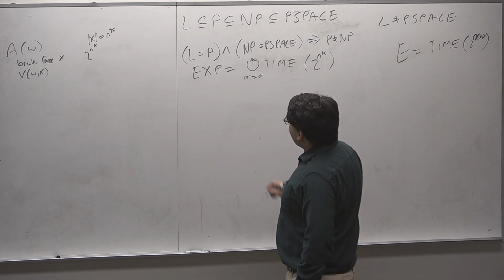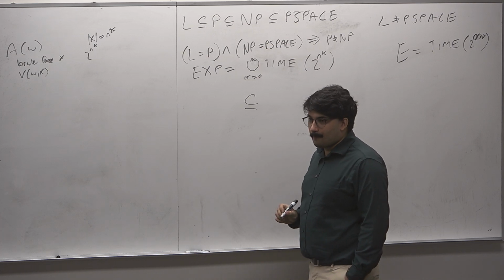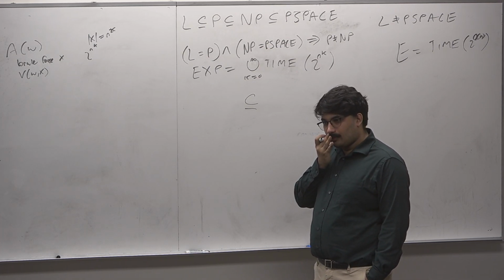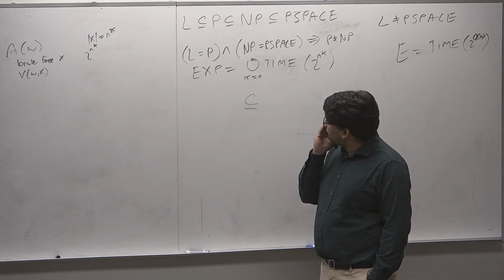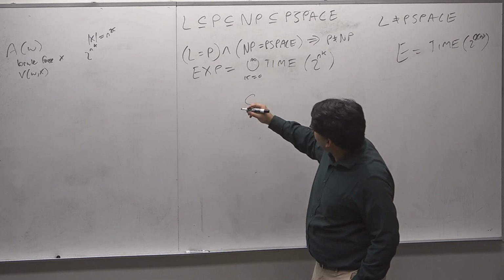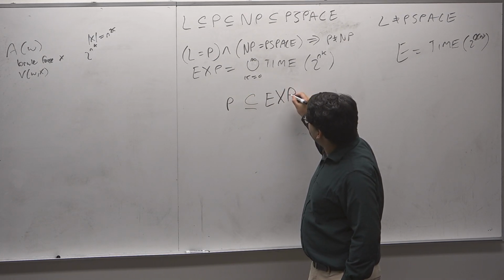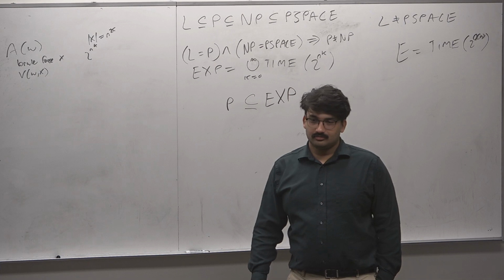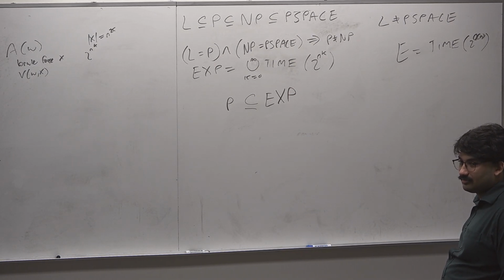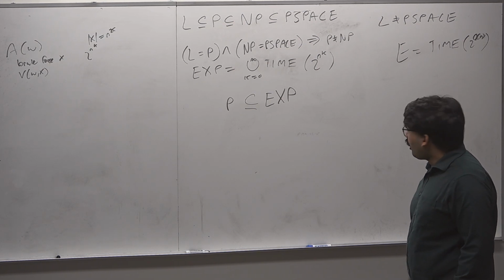What is the relationship between NP? First off, what is the relationship between P and EXP? P is a subset of EXP. Why? Polynomial time grows smaller than exponential? Big O properties, yeah. Okay, sounds fine.